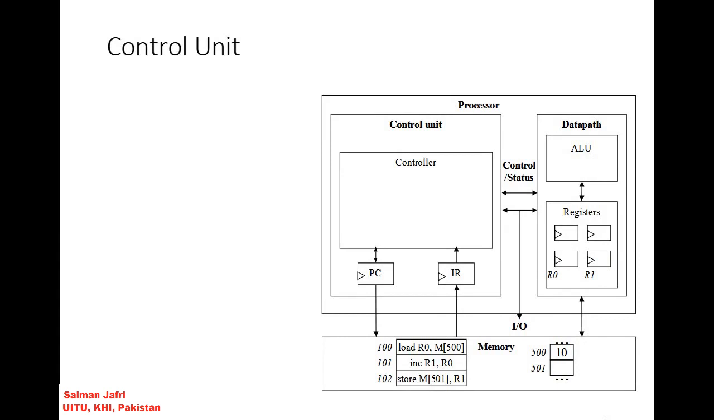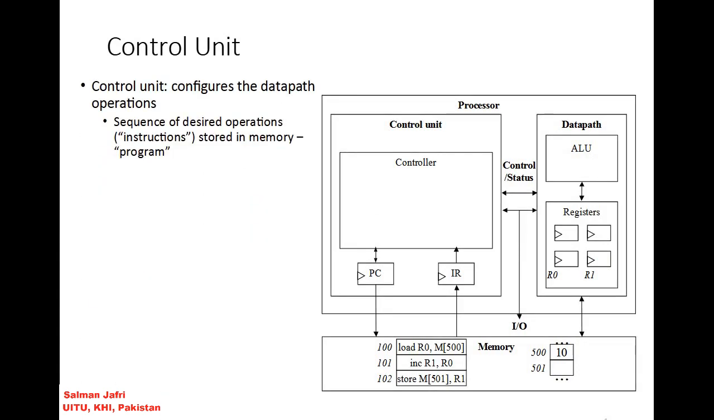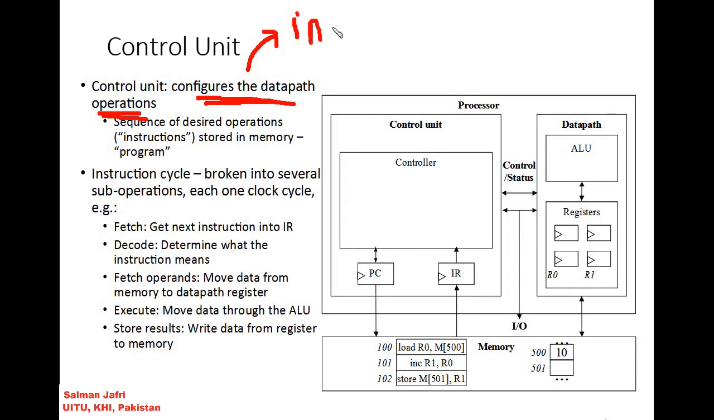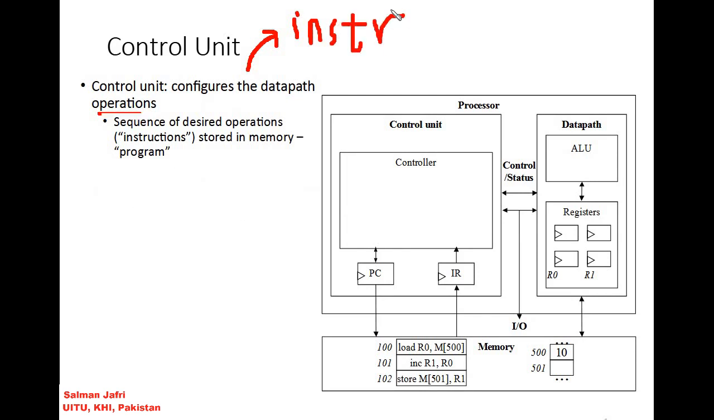Let's now take a look at the control unit. The control unit configures the data path operation. This is the famous sentence that I have also been saying in my different courses, like the microprocessor based systems course as well. And it configures the data path operations. So how does the control unit configure the data path operations? How? Any student? As a result of instructions. So whatever is the instruction, as a result of execution of that instruction, the data path operations are configured.